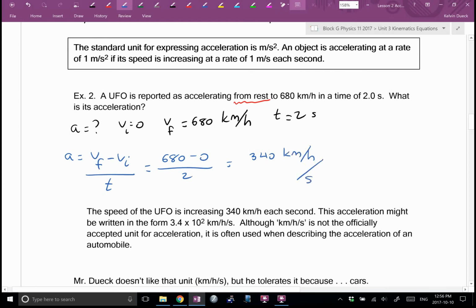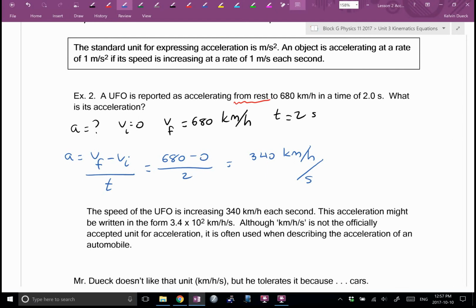That would be these units. This mystery UFO is increasing its speed by 340 kilometers per hour every second. Now, I hate that unit. Why don't we just change the 680 kilometers an hour to meters per second? Because there are questions in the homework that don't do it that way. Because the curriculum wants me to introduce this more obscure acceleration unit to you.